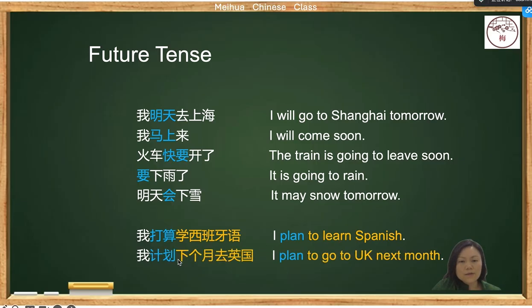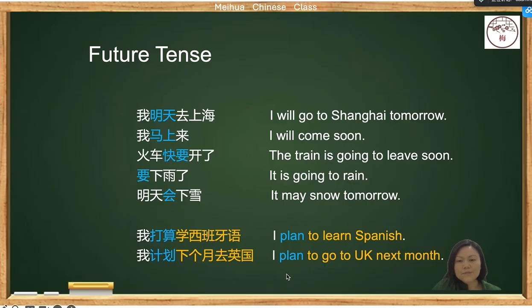Similarly, for another verb, 计划. 计划 means to make a plan. Make a plan. 计划. Next, we should add another verb. 去英国. 去 go to UK. 下个月去英国. I plan to go to UK next month.